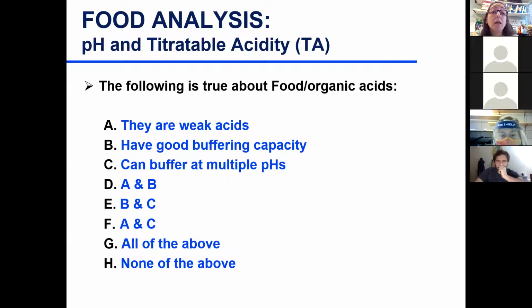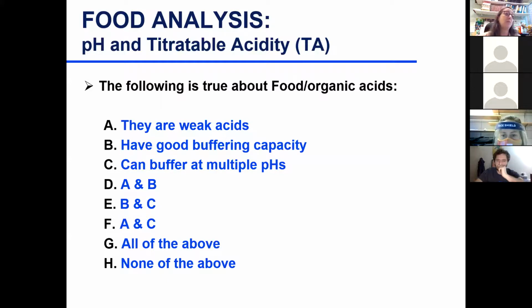Okay, I'm getting G or D. Oh, I got E too. Okay, so a mix of answers between G, E, or D. All right, so food acids or organic acids are weak acids. So can you tell me what defines a weak acid versus a strong acid? What makes an acid weak versus strong?